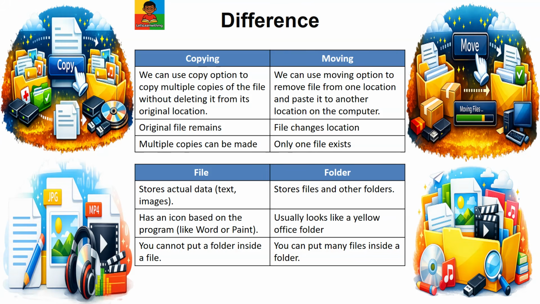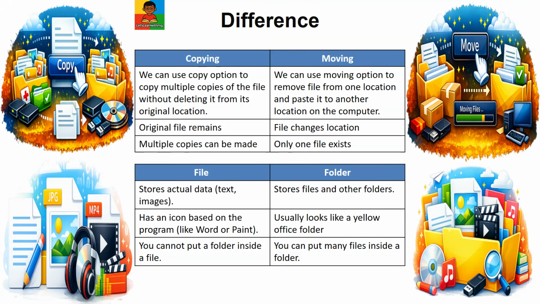Now, let's learn about the differences. Copying. We can use the copy option to make multiple copies of a file without deleting it from its original location. The original file remains, and multiple copies can be made. Moving. We can use the moving option to remove a file from one location and paste it into another. The file changes location, and only one file exists.